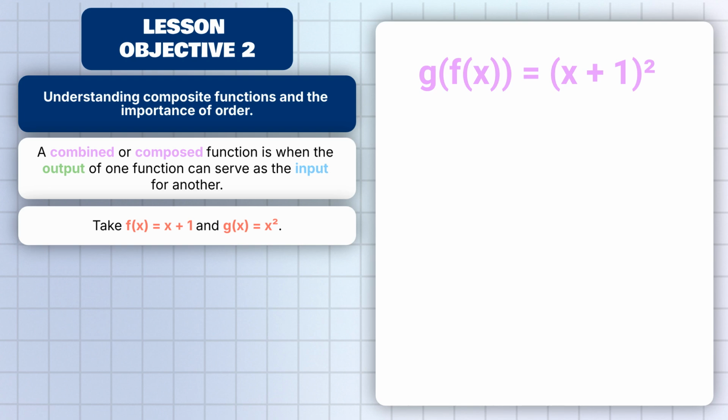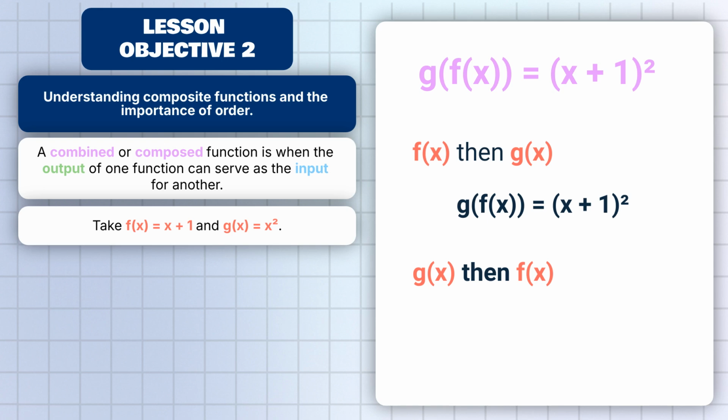The order in which we combine functions matters. Let's revisit the functions we just discussed. If we first apply f(x) and then g(x), we get g(f(x)) = (x + 1)². If we reverse the order and first apply g(x) and then f(x), we get f(g(x)) = x² + 1. Notice how g(f(x)) and f(g(x)) yield different expressions. This difference highlights the importance of order when dealing with composite functions.